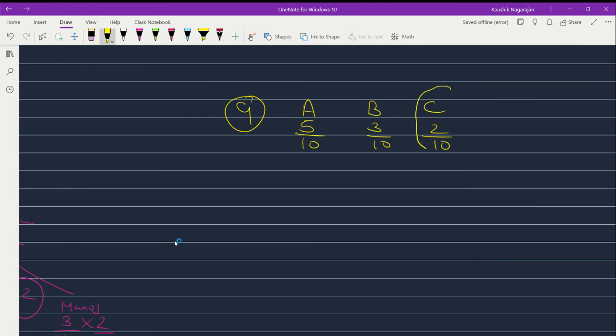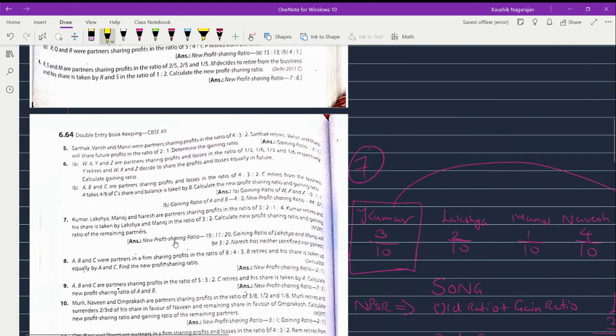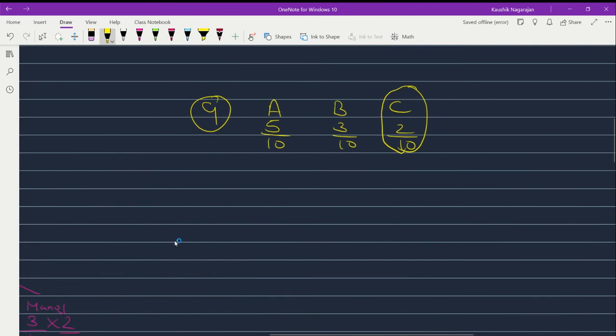According to the problem, it is given that partner C is retiring. So if you check, it is mentioned in the problem that C retires and his share is taken by A. So entirely C is retiring, and his share is taken by A. So C's share 2 by 10 is completely taken up by A. So that means B doesn't get anything out of this. So here the gain goes only to partner A.